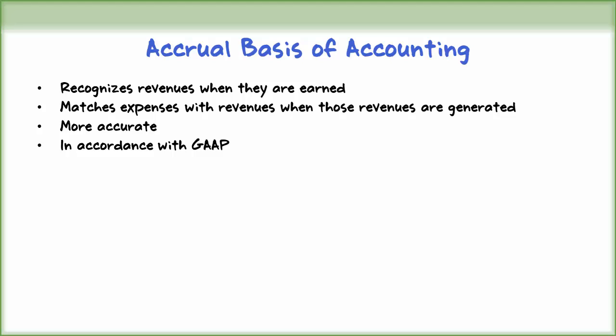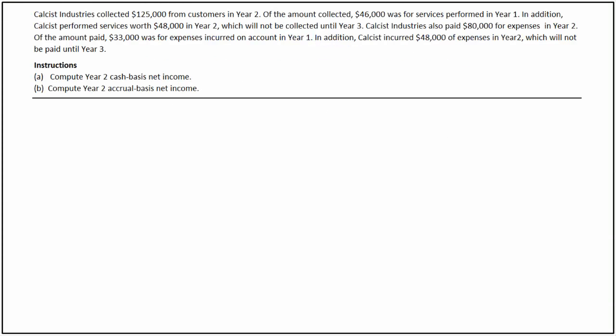Let's look at an illustration to see how to compute net income under the cash and the accrual basis of accounting. The data related to revenues and expenses of Calcis Industries are provided. We are required to compute the net income as per the cash basis and the accrual basis of accounting. Under the cash basis, the revenues or expenses are recorded only when there is an actual receipt or payment of cash, irrespective of the period the revenue was earned or expenses were incurred.